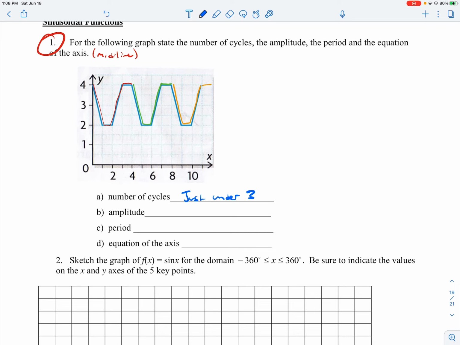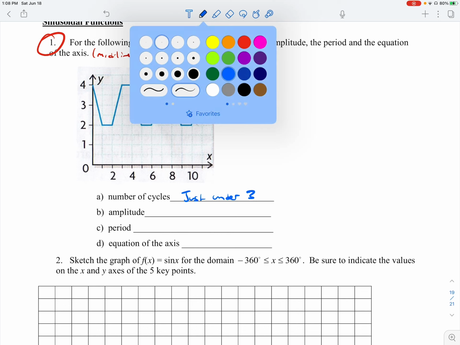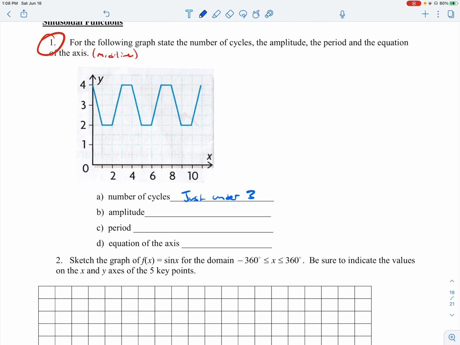Okay, so what's the amplitude here? So let's erase those. We don't need to see that anymore. Okay, to find the amplitude, it's good to draw a line through the middle. So the bottom is at 2, the top is at 4, middle would be right at 3. The amplitude is the distance from the middle to the top. Or you can even calculate it. You can do max minus min. Take all of that and divide by 2. So 4 plus 2 divided by 2. That's 6 over 2. That's going to give us 3.